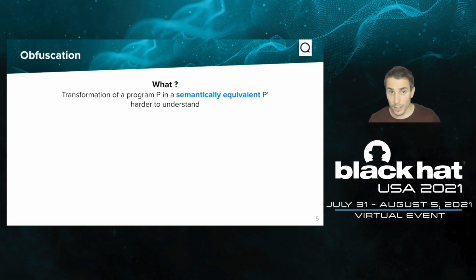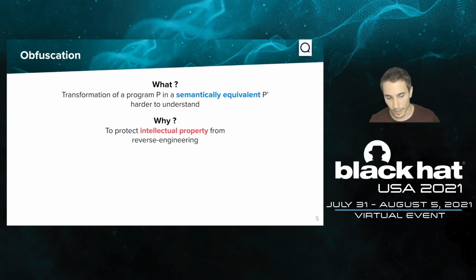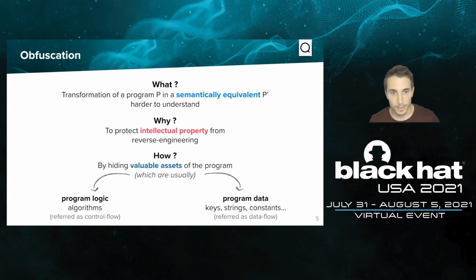What is obfuscation? We usually refer to it as the means of transforming a program into a semantically equivalent program, but which is meant to be harder to understand. Why do we do that? Mostly to protect intellectual property. So we do find obfuscation also in malware, but most of the time we find it in mobile applications, software from completely legitimate companies, and so on. So we less often see it in malware.